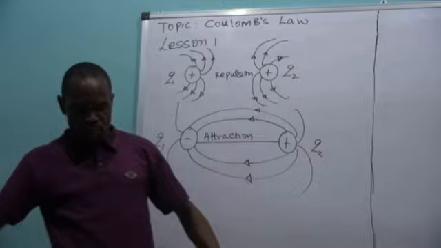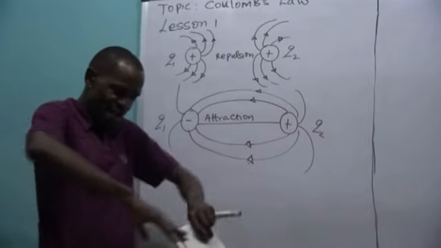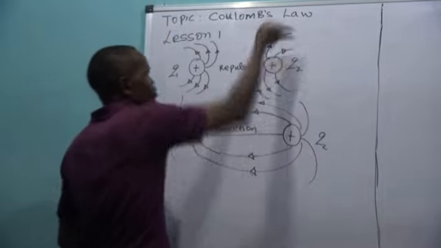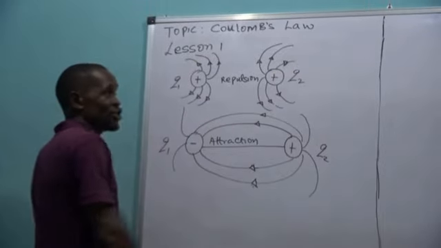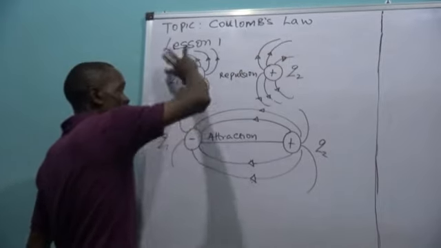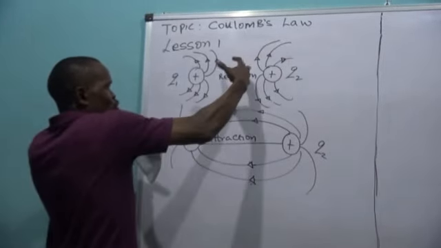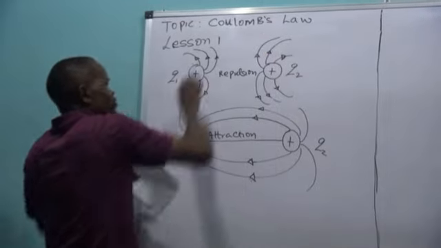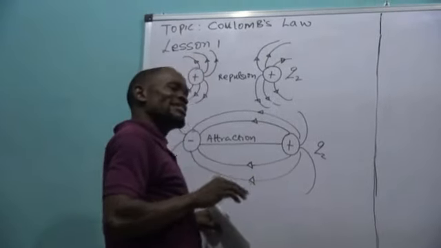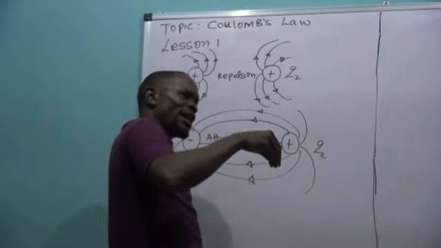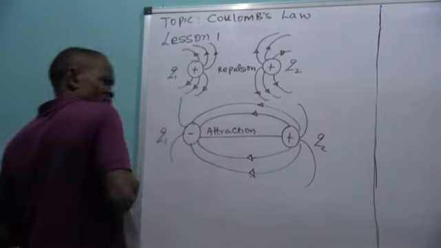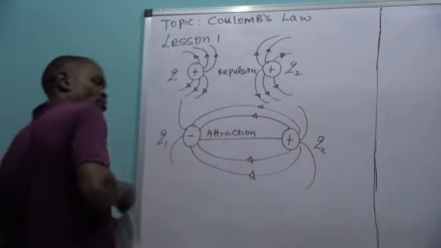Because the magnet you keep has a field surrounding it, this line you see is a field around the charge, radiating around the charge. So for repulsion to occur, this field and this field must meet. When they meet, they find out that I am positive, you are positive. No, we can't associate. That's what we call repulsion.